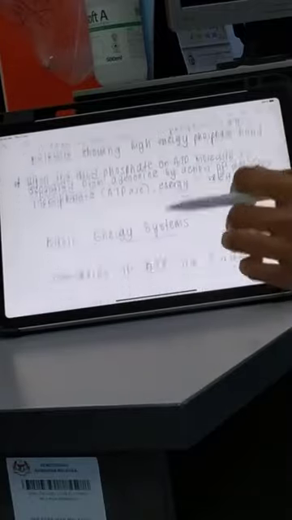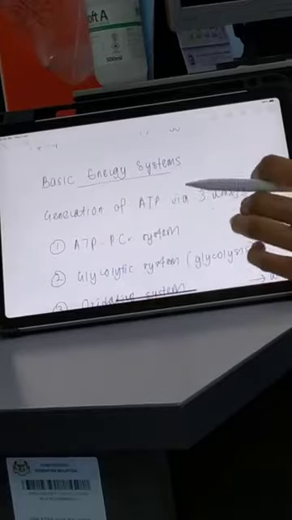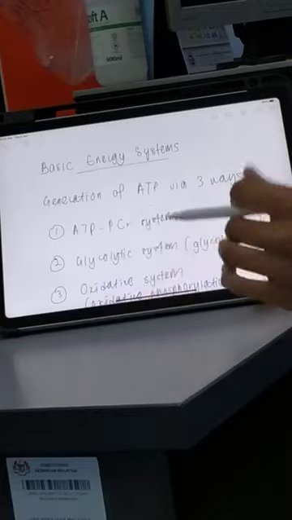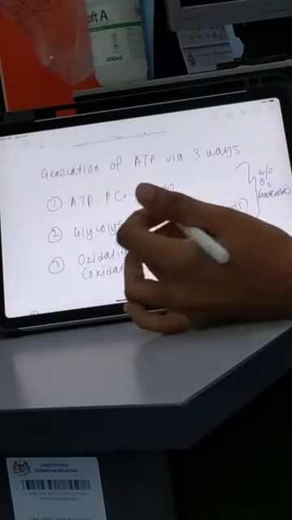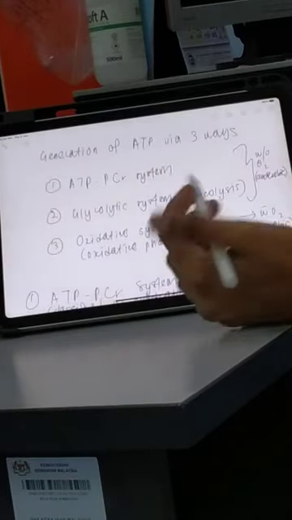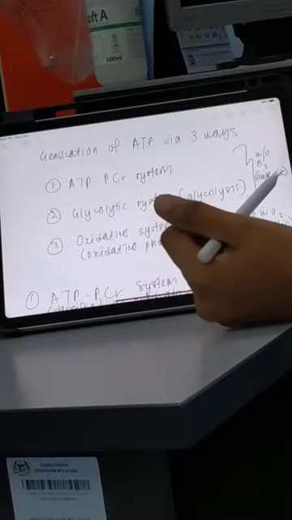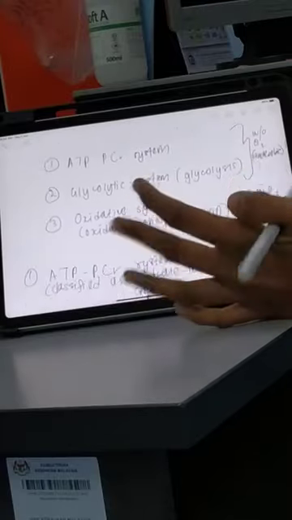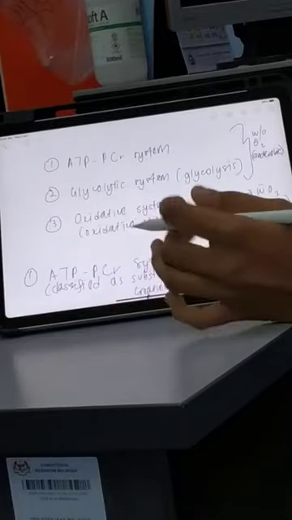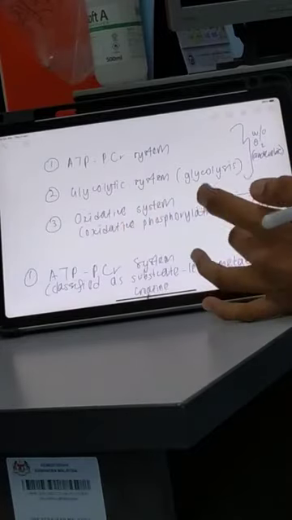So the next one is the basic energy system. I'll just go roughly over the generation of ATP, how ATP is being produced. The first one is the ATP-PCr system. The second one is the glycolytic system, which we call glycolysis. This is without oxygen, so anaerobic. The third one is the oxidative system, which we call oxidative phosphorylation, with oxygen. So if it's with oxygen, then it's aerobic.